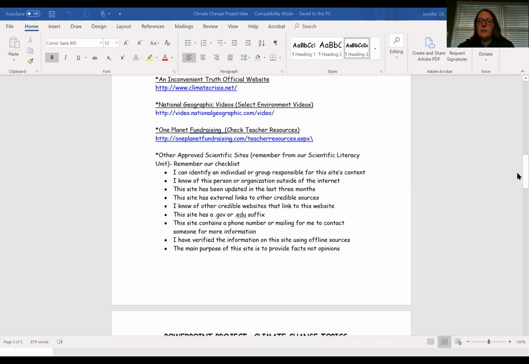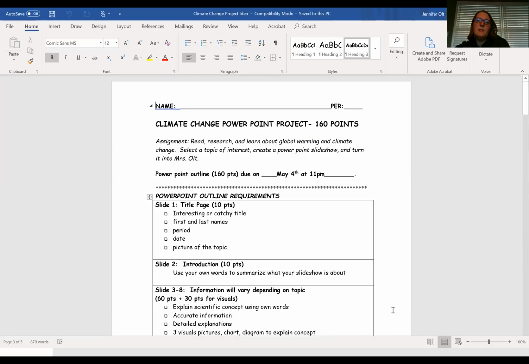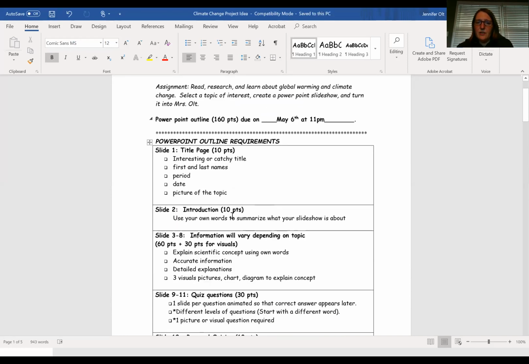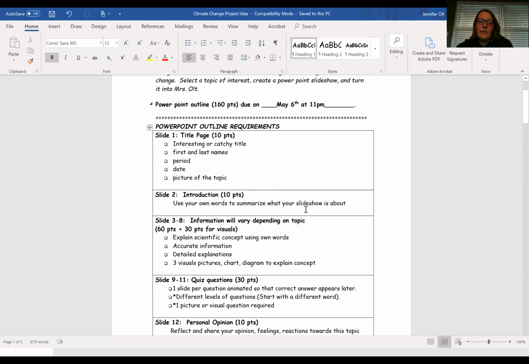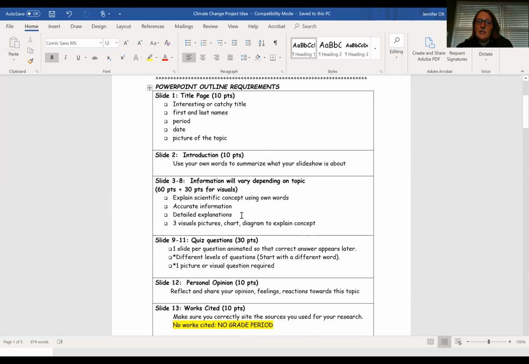All right, so here is your rubric. And you'll notice that it's due May 4th at 11 p.m. Actually, that's a change. I need to change that. I believe it's due May 6th for you. All right, I'll make that change and update it on there. And you're going to notice your title page, your introduction. So just making a title page is worth 10 points. Your introduction is 10 points. Slides 3 through 8 is worth 90 points.